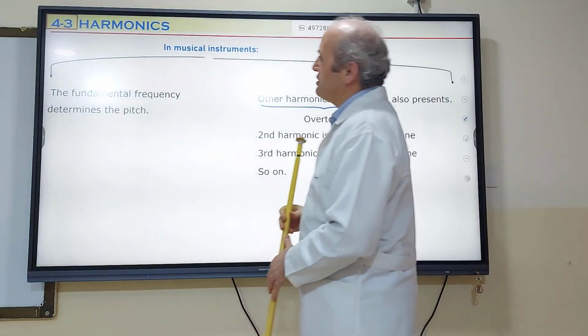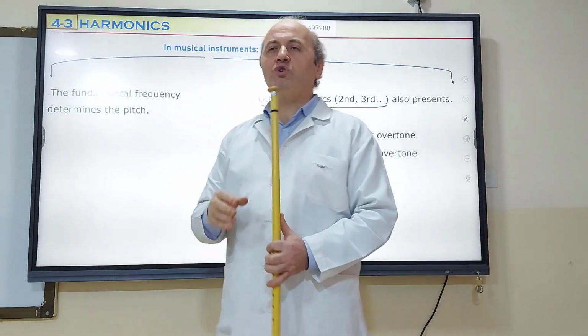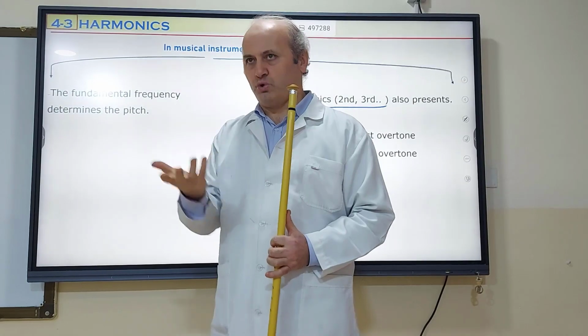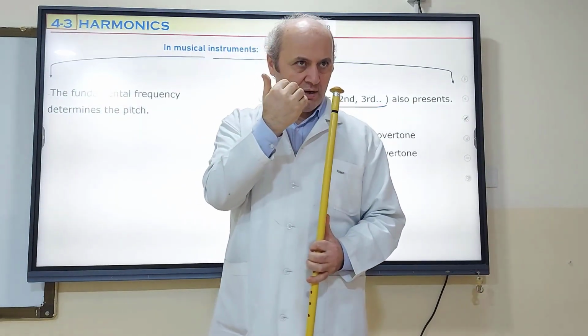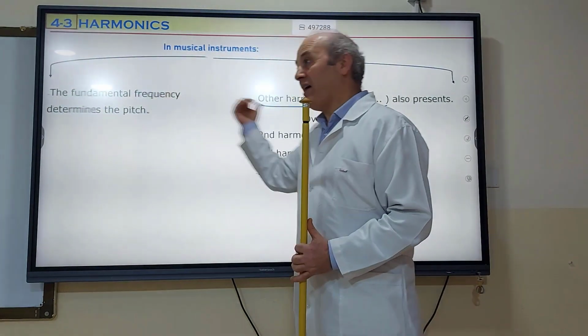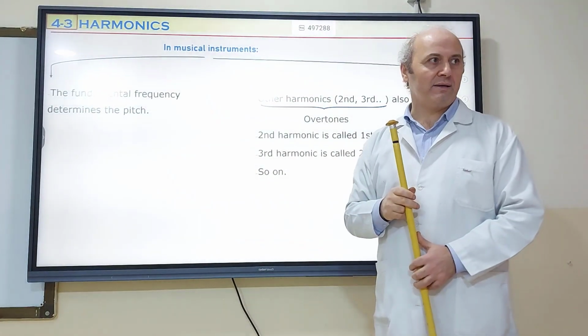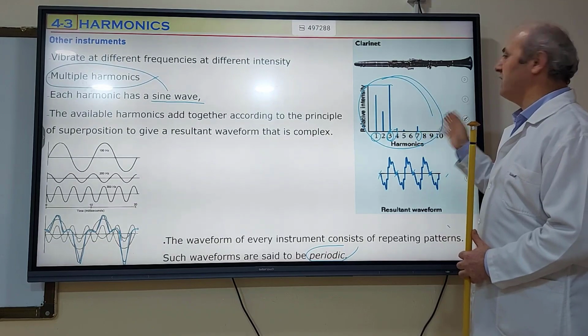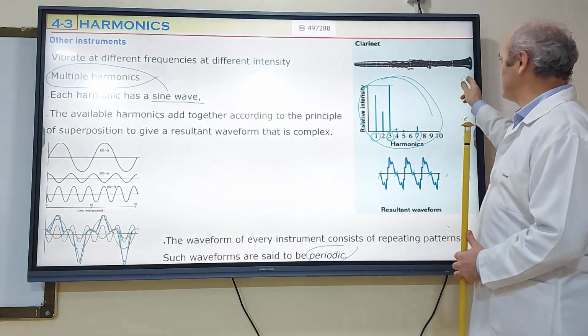Fundamental frequency determines the pitch. Generally, an instrument's fundamental frequency is the most intense one, so the pitch is close to the most intense harmonic. But it doesn't mean that the other harmonics don't exist, they also exist. As we saw here, first, second, third, fourth, fifth, seventh exist.